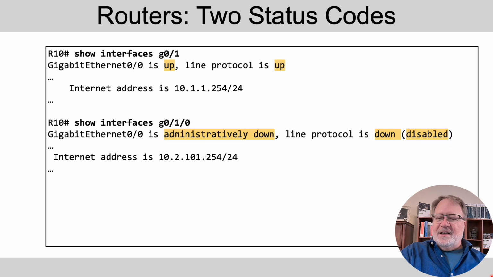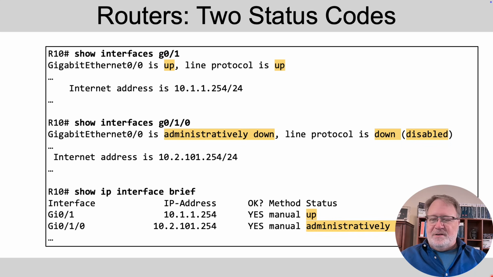But notice the interface state is, quote, administratively down in the first status code. Now, what does that mean? Anytime you see administratively down, it means there's a shutdown command configured on the interface, all right? Then the line protocol is also down. It means we forgot to issue that no shutdown command.